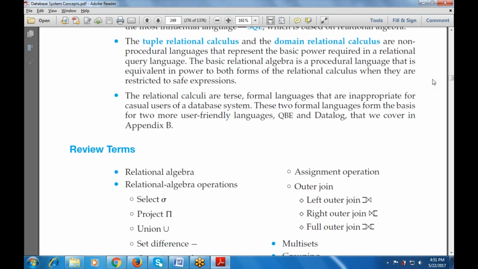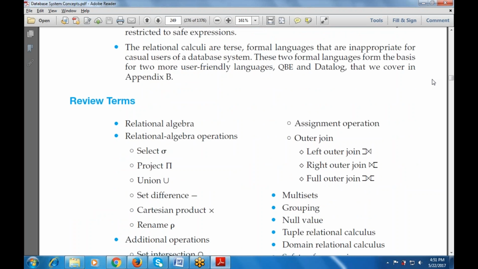Next are the review terms: relational algebra operations: select, project, union, difference, Cartesian product, and rename. These are the six operations that we have studied. Selection means selecting the rows. Projection means selecting the columns. Union means combining the two relations. Set difference means finding the difference between two tables: data available in one table may not be available in another table, and this is found by the set difference. Cartesian product combines each and every element of one relation with another relation. Then rename is denoted by rho.